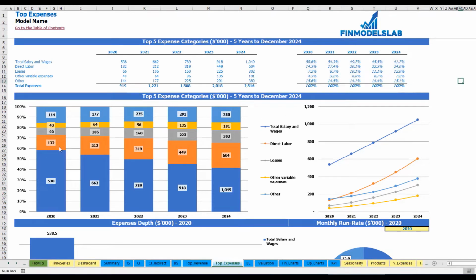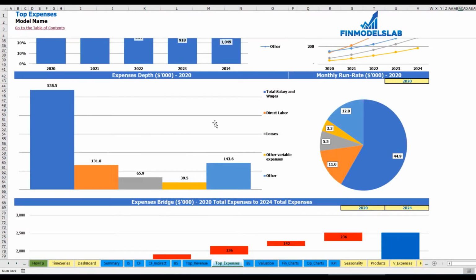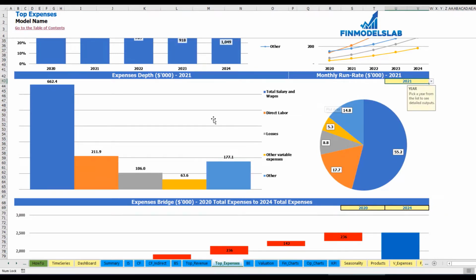The same information you may see on the charts below, which you may find the percentage breakdown and the absolute values breakdown. On the couple of charts below, you may find expenses depth and monthly run rate for selected year. You are able to change this year, and you may see the absolute values and percentage breakdown on the pie chart.